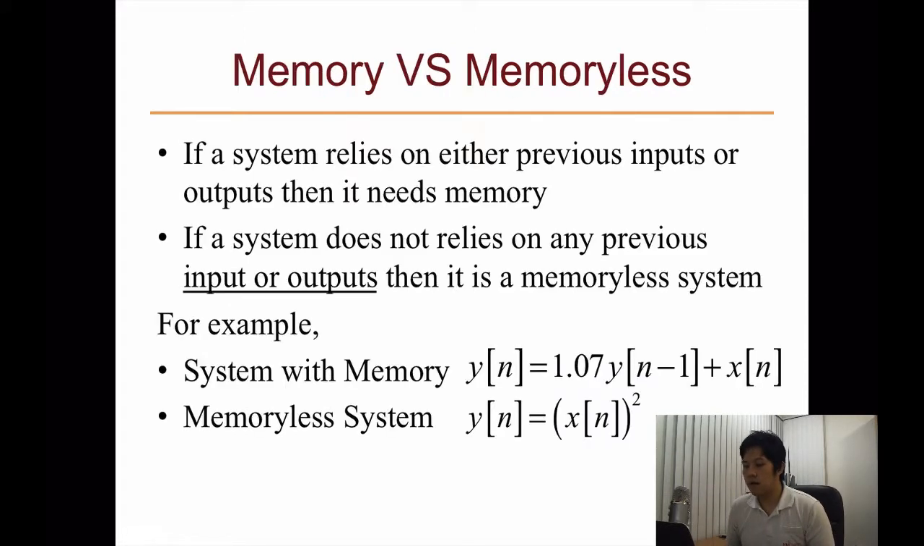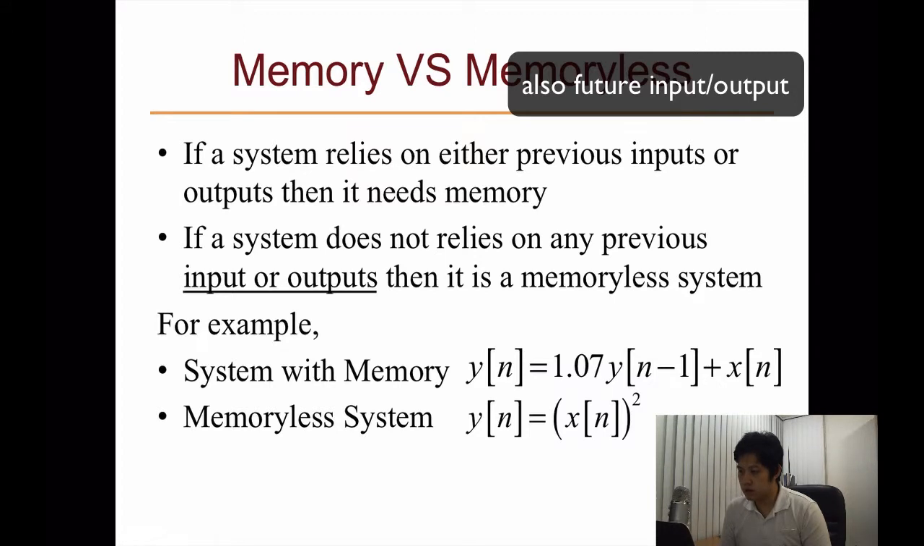First, let's talk about the system with memory or the system without memory. If the system relies on either previous inputs or outputs, then the system needs memory. In terms of programming, this means that the system needs to have some form of storage so that you can save the data that you collected yesterday, then use those data today. That is something like a system that needs memory. But if a system does not rely on any previous input or output, then it is a memoryless system.